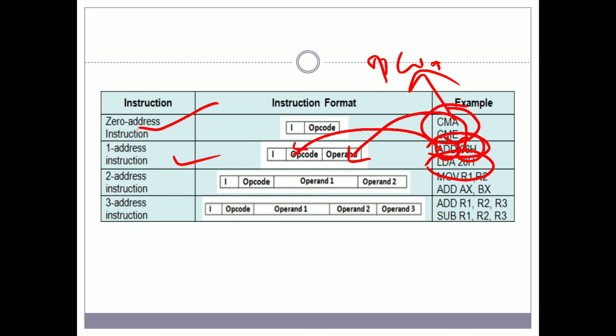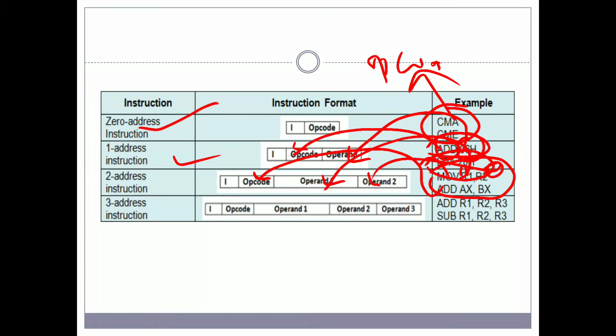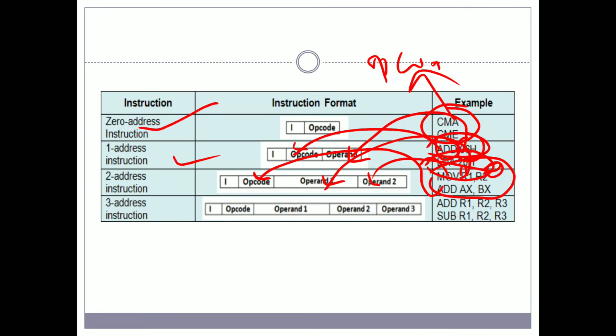Move R1, R2 or add AX, BX. Move or add is the opcode. R1, R2 are the first operand and second operand. Similarly, AX and BX are the first and second operand.